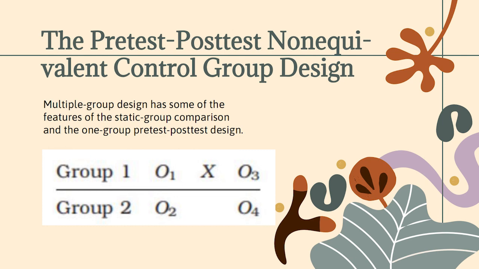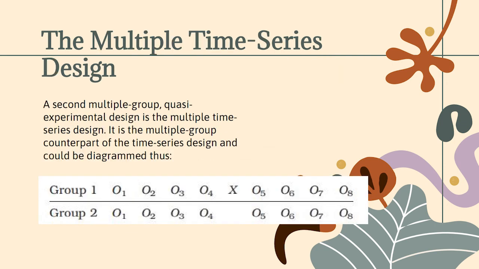3. The pretest post-test non-equivalent control group design. Multiple group design has some of the features of the static group comparison and the one-group pretest post-test design. As can be seen from the following diagram, it provides pretest information and a comparison group, but the groups are not fully matched or randomly assigned and thus cannot be assumed to be equivalent. 4. The multiple time series design. A second multiple group, quasi-experimental design is the multiple time series design. It is the multiple group counterpart of the time series design and could be diagrammed thus.